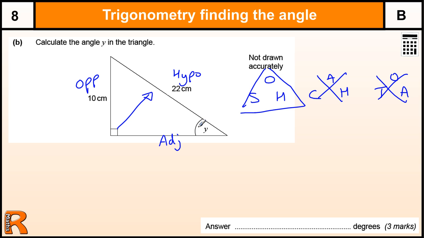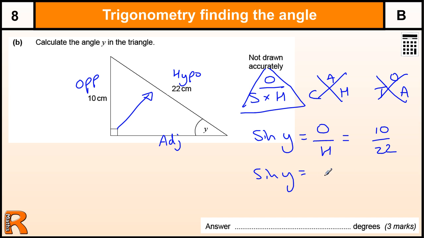Okay, and we want to find the angle, so we need to use sine of the angle y equals opposite over hypotenuse. So we block out the sine, look at the opposite and hypotenuse, and that's what we work out. So the opposite side is 10, the hypotenuse is 22. So we've got to figure out what angle's sine is 10 over 22.